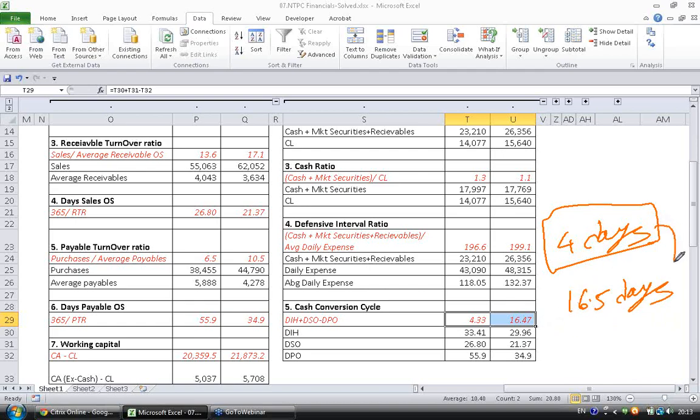So this number increasing is not good, right? So between last year and this year, the cash conversion cycle has increased, meaning it has worsened. This is how you have to calculate and interpret cash conversion cycle.